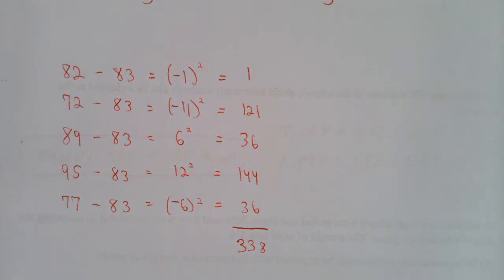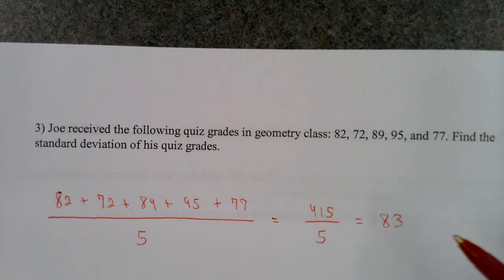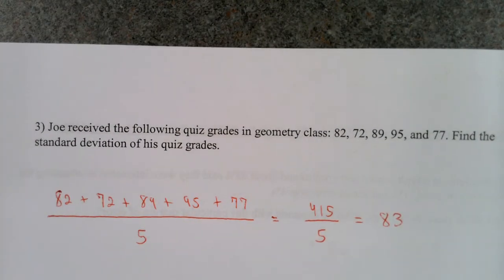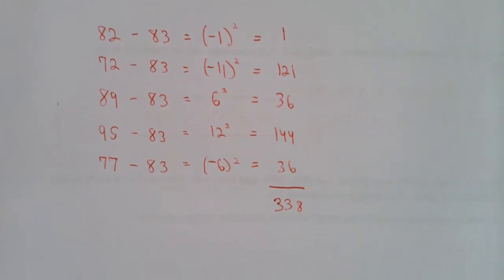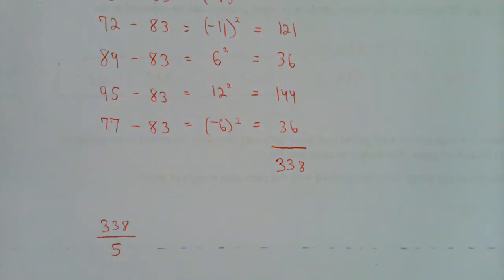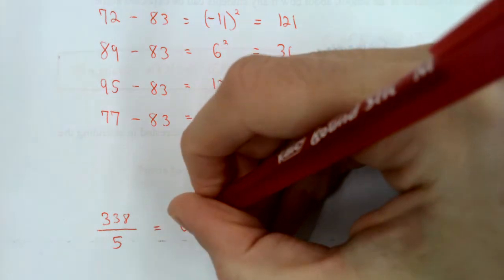The next step is we take that number, 338, and we divide it by the total number of values that we have. So in this case, we have 5 quiz grades, remember. So I'm going to do 338 divided by 5. I'm not going to round yet. I'm just going to say that equals exactly 67.6.